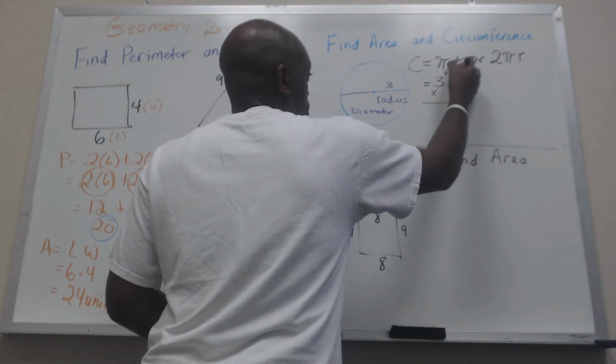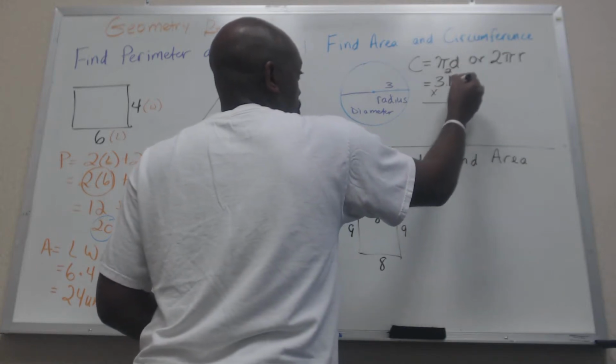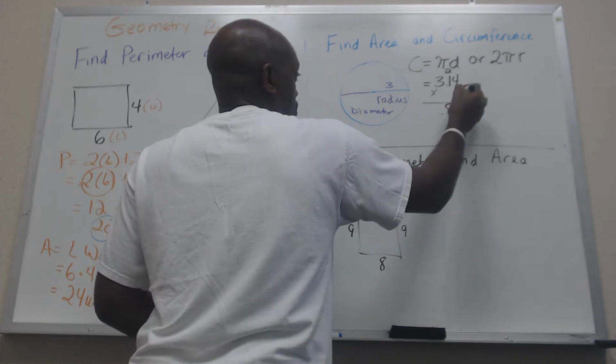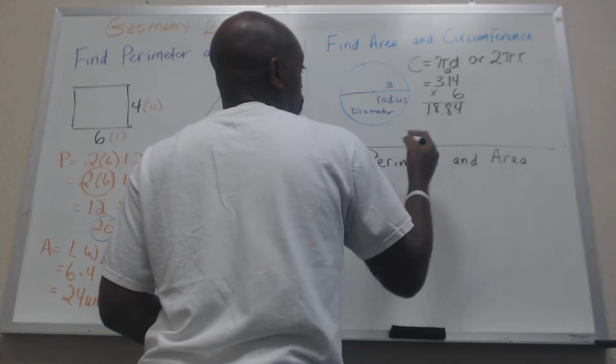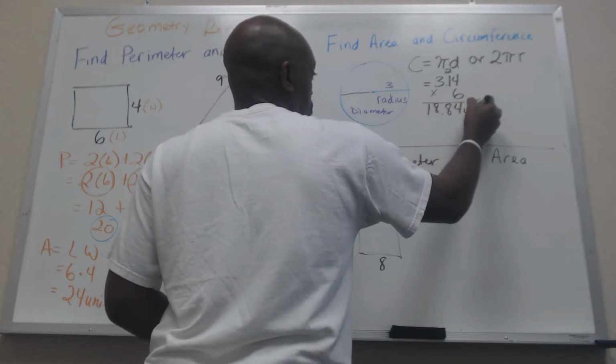That's 24, carry my 2, 6 times 1, 6 plus 2 is 8, 6 times 3 is 18, so 18.84 units.